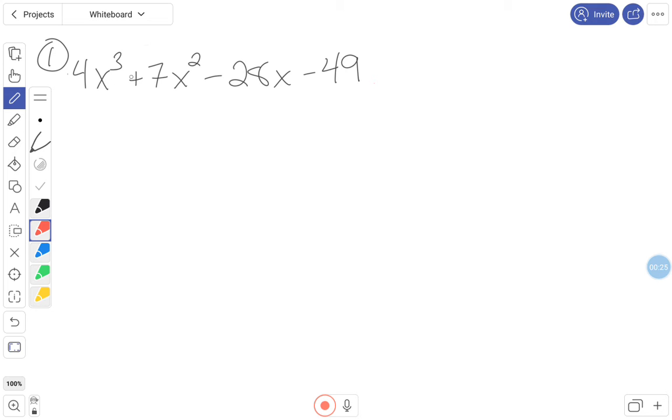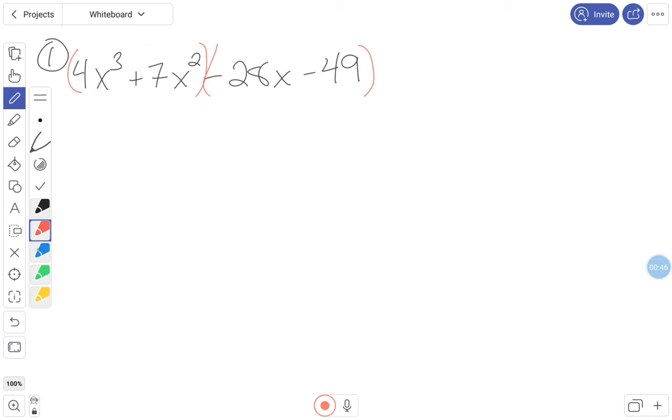Likewise, 3x's, 2x's, 1x, no x. I can't take an x out either. So this is where I'm going to factor by grouping the first 2 terms together and the last 2 terms together using parentheses. And then I can factor each individual parenthesis separately.